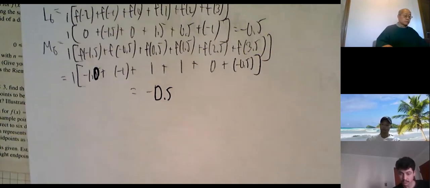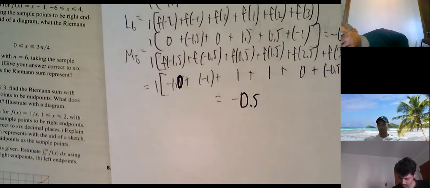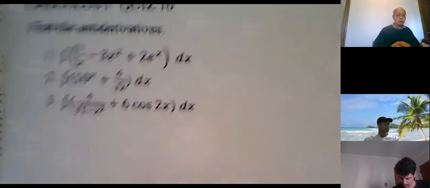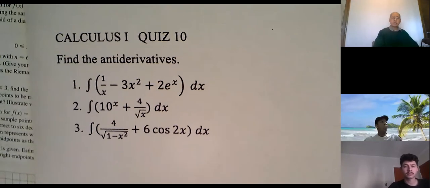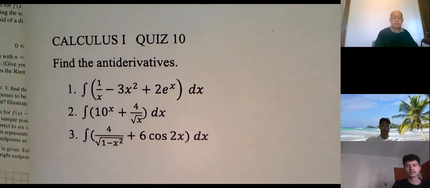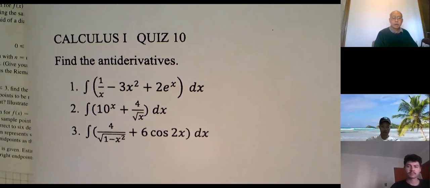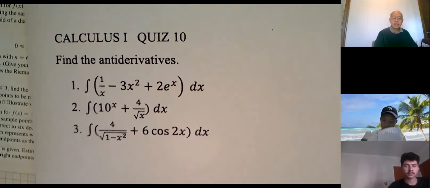Okay, quiz time. So as usual, get your cell phone cameras out, and then I'll set you up in your breakout rooms. Here we go. So find the antiderivatives. All your answers should be blah, blah, blah, plus C. I'll read it also for you if it helps. Number one, integral of 1 over x minus 3x squared plus 2e to the x dx. Number two, integral of 10 to the x plus 4 over radical x dx.